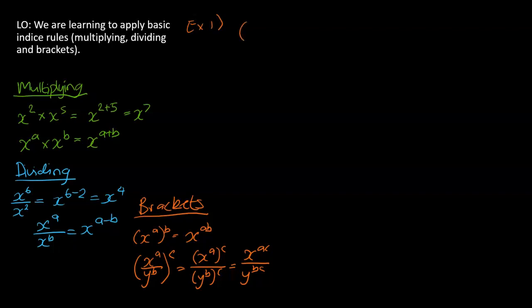So we'll start off with a nice easy one. So let's say you've got x to the power of 10, and we're going to cube all of that. We're going to go 10 times 3. So we're going to multiply the two powers together, and that will finish us up with x to the power of 30.